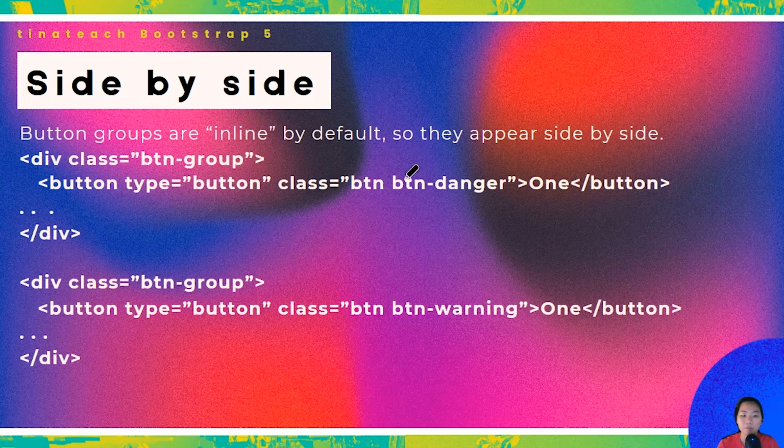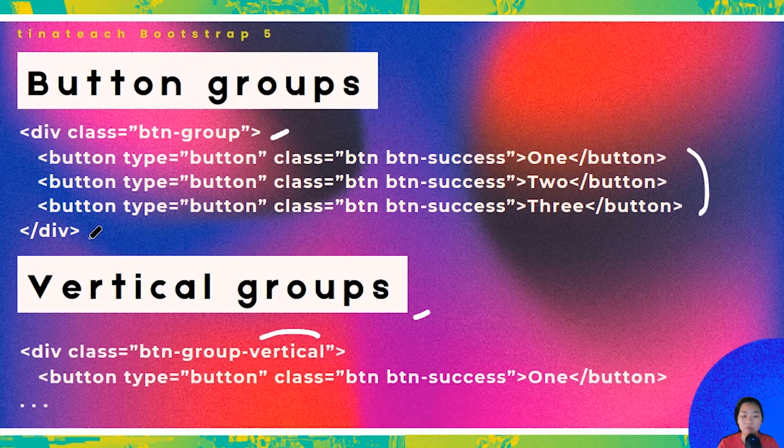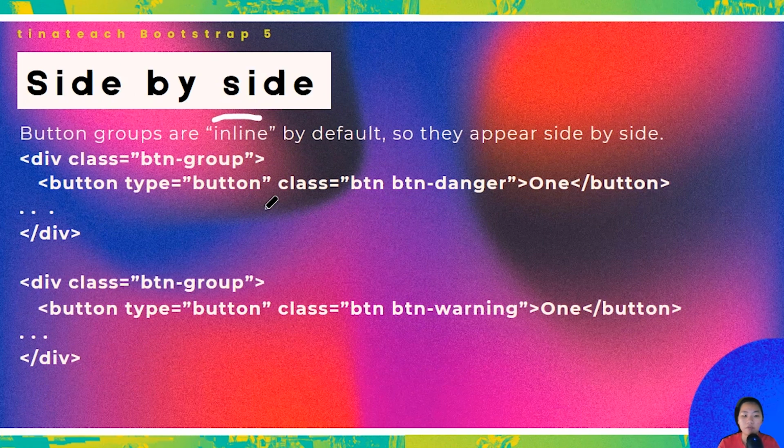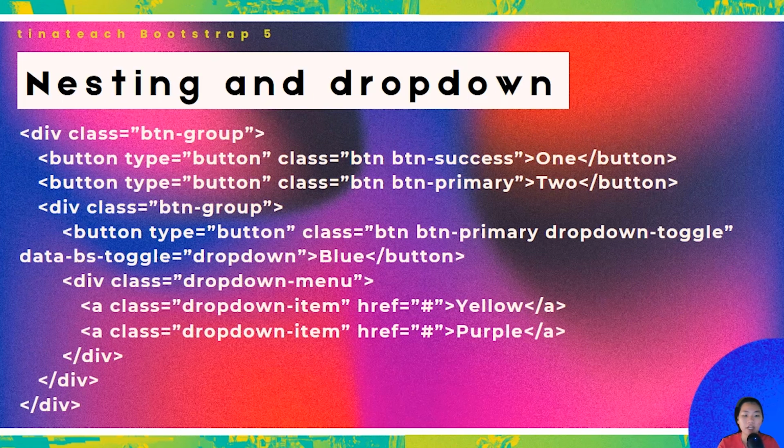As I've mentioned before, button groups are inline by default, so they appear side by side. Here I have a group, like we've seen over here, and down here I have another group. So these will appear side by side, with a little bit of gap in between them. This will become clear to you when I show you. Later on, nesting and drop down.